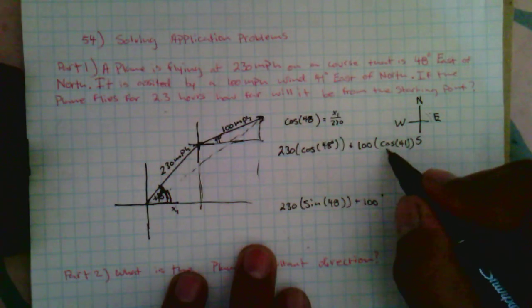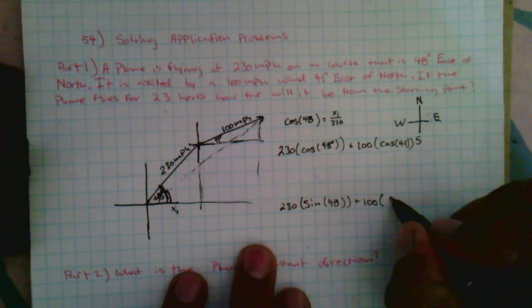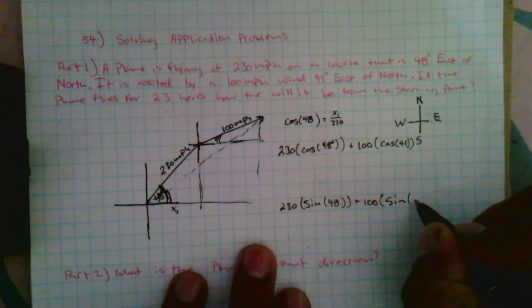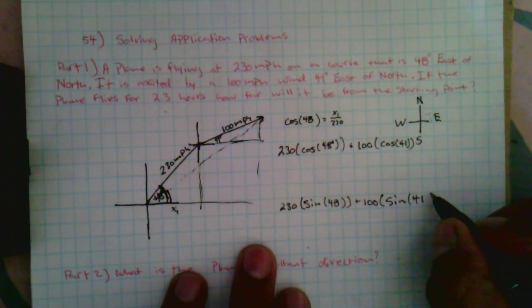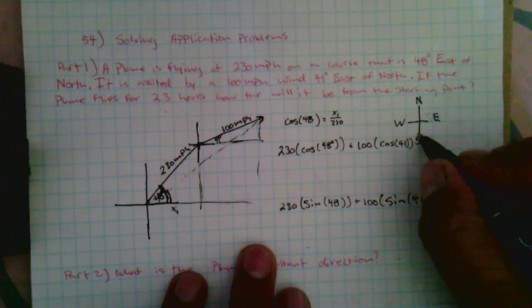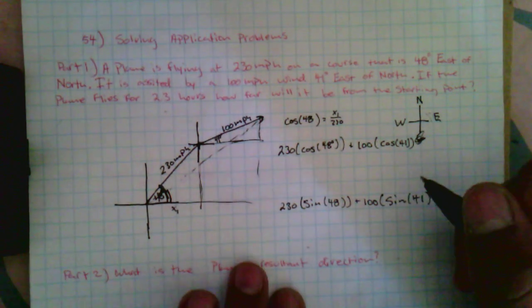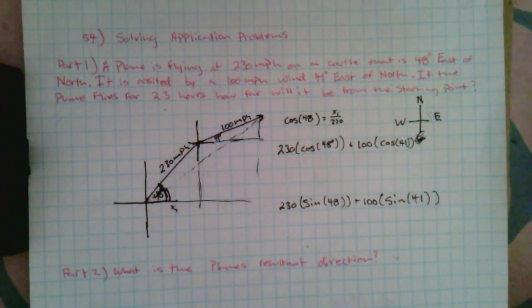Also, I just realized I put not sine. No, I need to put sine here. Whoops. The S here messed me up. Okay, so now let's just plug this in our calculator and then we're done. Our calculator is here. Okay, so it's 230 times cosine of 48.